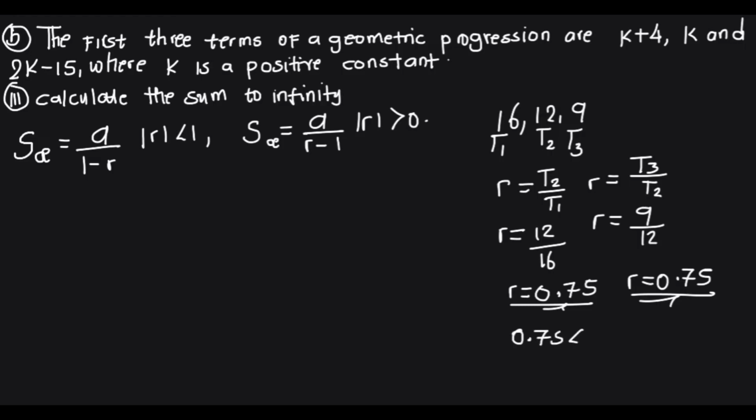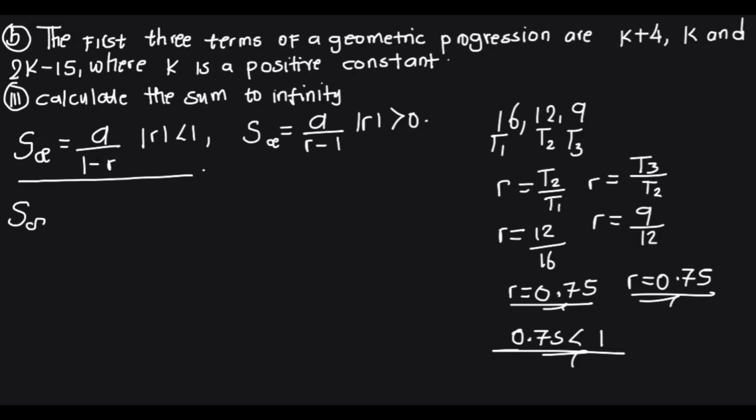Now, from there, we can see that 0.75 is less than 1. Any 0.something number is less than 1, or any fraction where the numerator is smaller than the denominator is smaller than 1. So the formula that we are going to use is this one. So now let's look at the final answer.